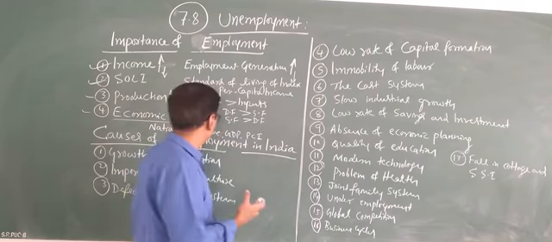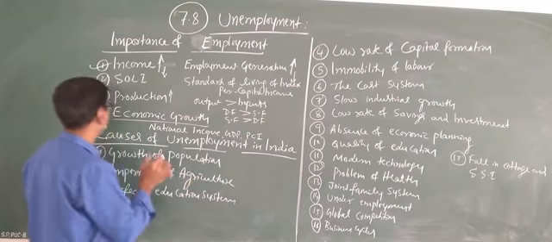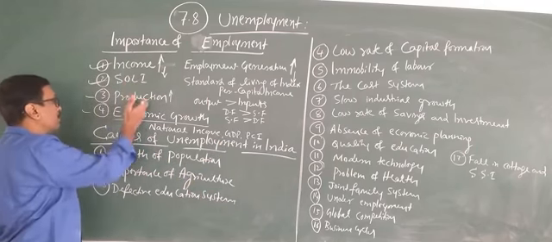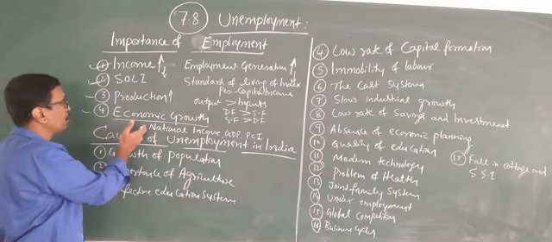What are the 3 indicators? National income, gross domestic product, per capita income. These 3 important indicators measure economic growth of the Indian economy. So these points show how much importance employment opportunities have in the Indian economy. Then what are the causes of unemployment in India?